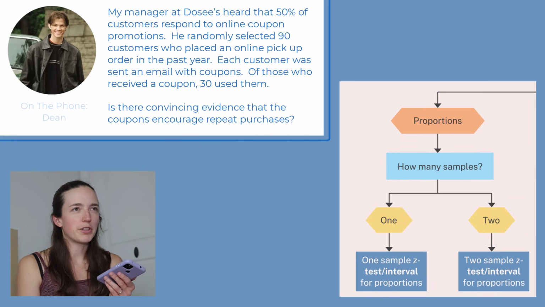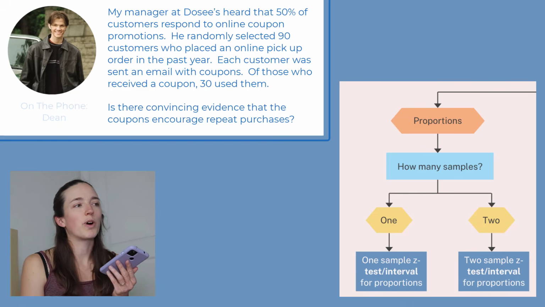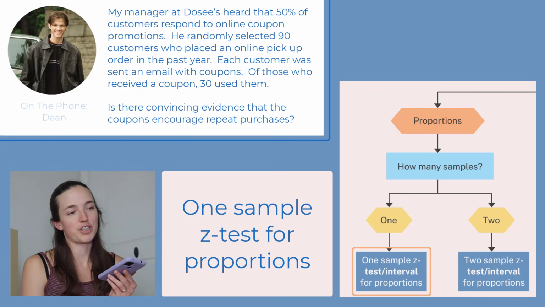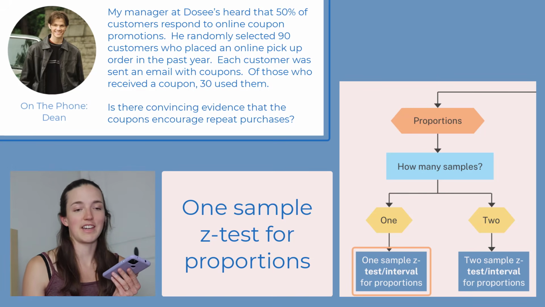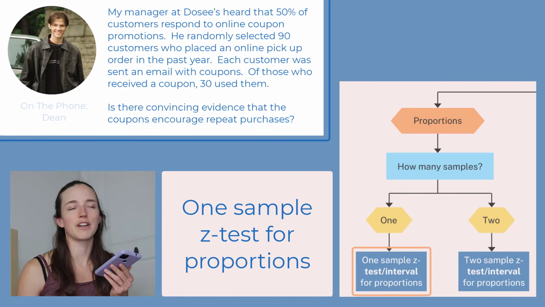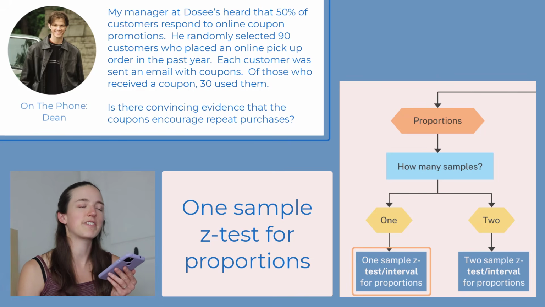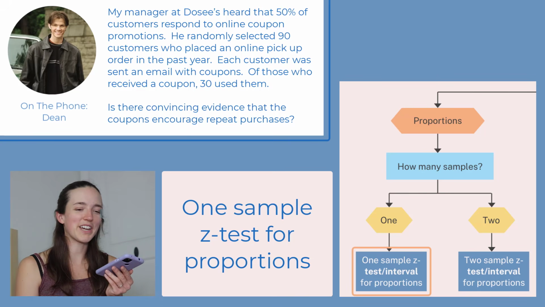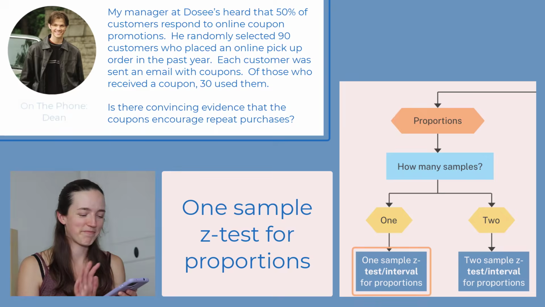Now, is it one sample or two sample? Okay, he just took one sample of customers? Okay, so you're looking at a one sample Z test for proportions. Yep, it would be a test because you asked me, is there convincing evidence? If you had asked me to estimate, then I would suggest that you do an interval, but since you asked if there's evidence, definitely a test. Okay, great. Good luck with your test. Thank you for calling.